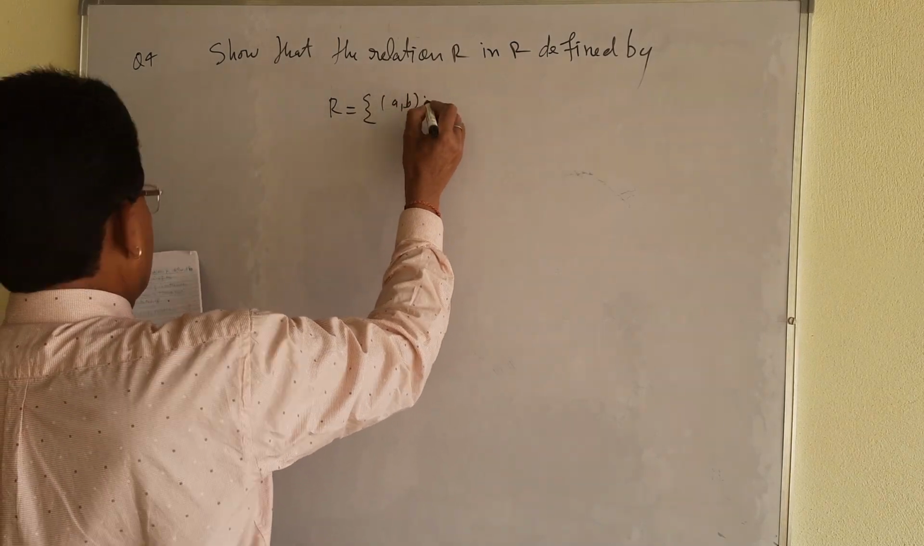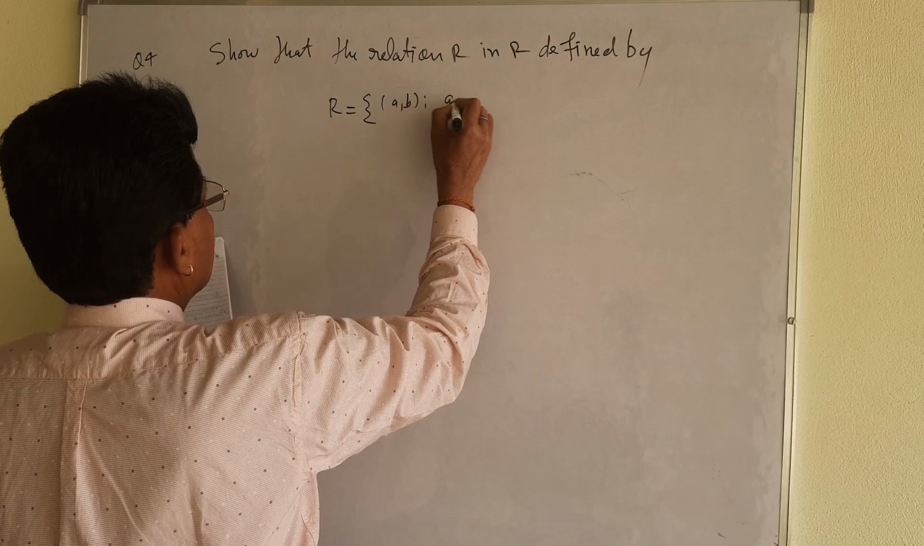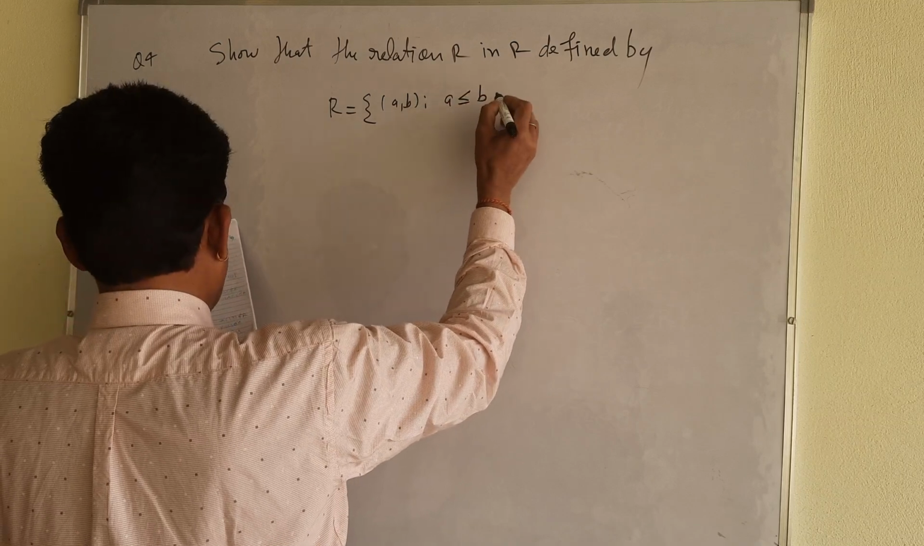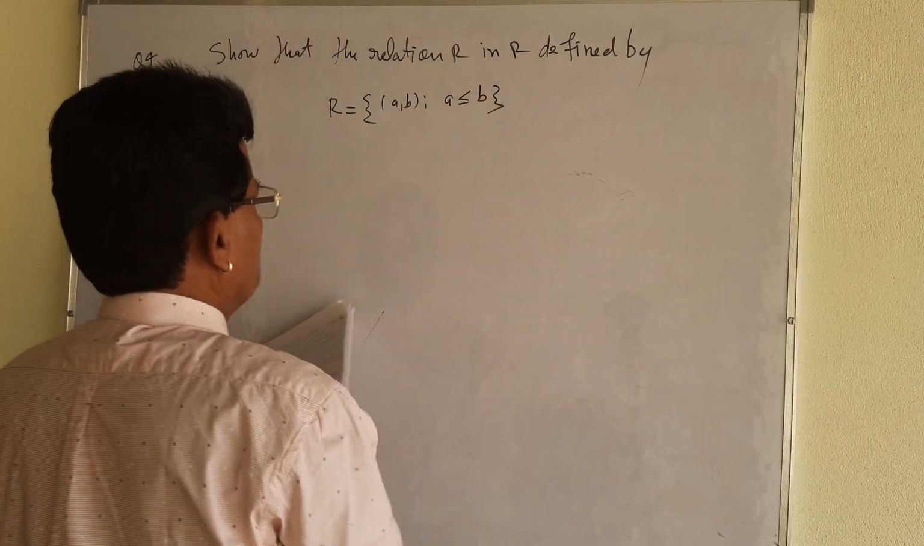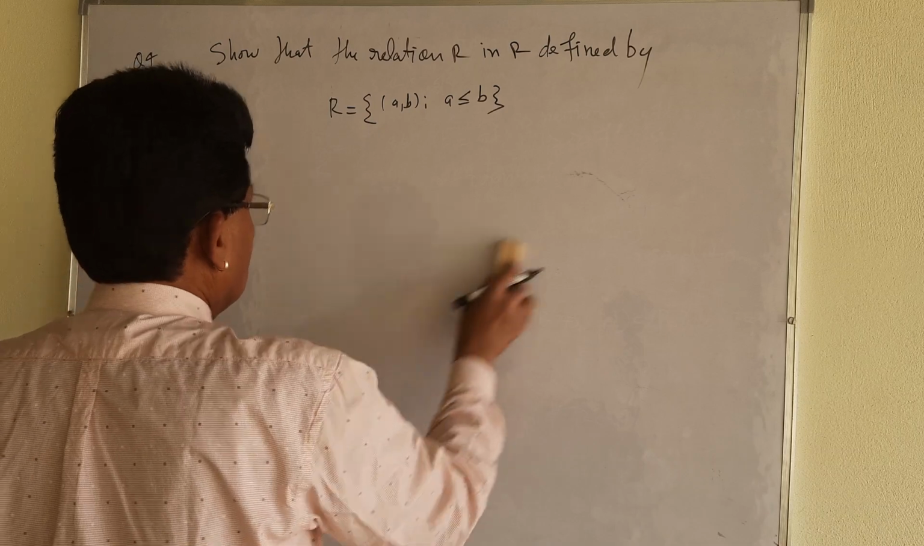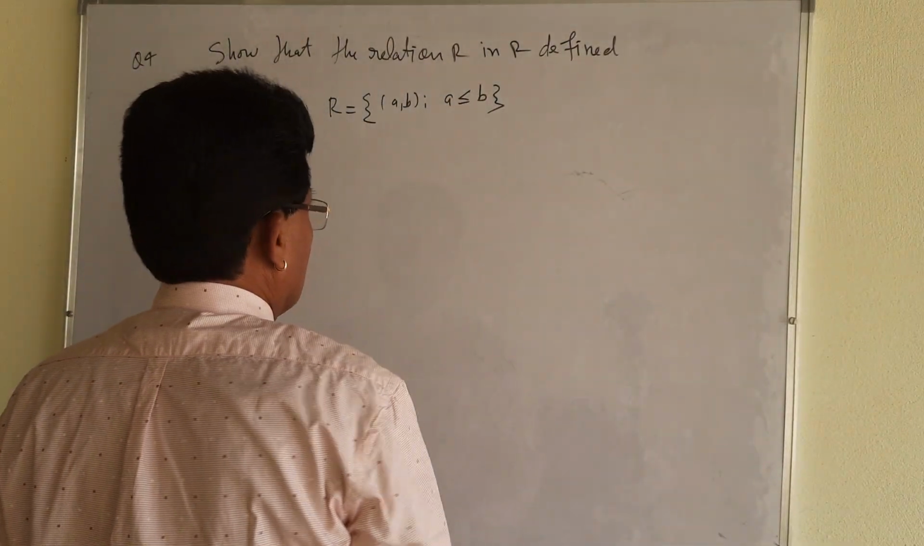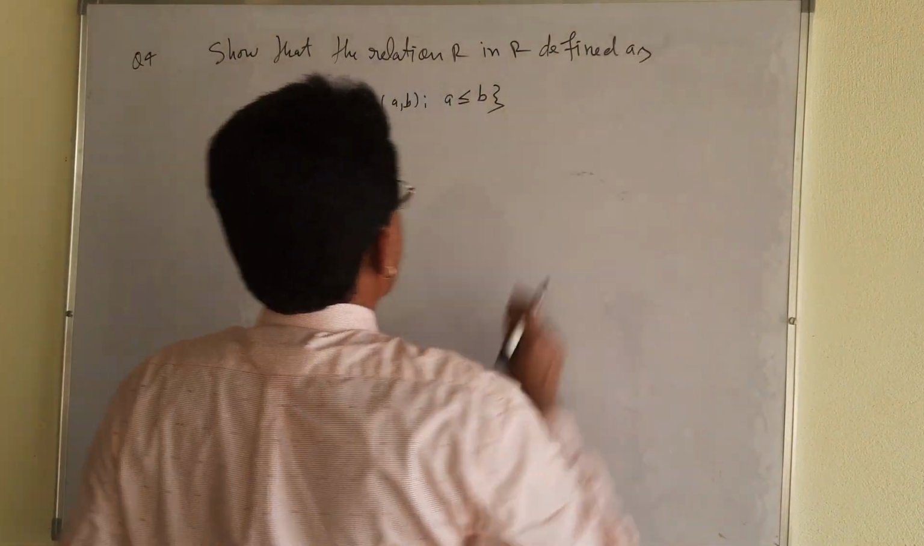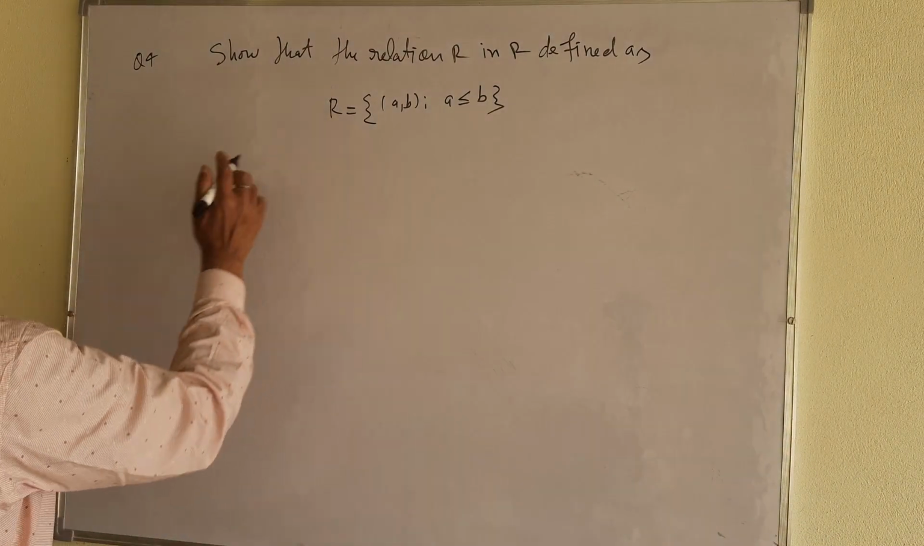{(a, b)} such that, see the condition, my dear student, a is less than or equal to b. This condition you must follow. And in place of "by" you take "as", defined as. That will be suitable. You must follow the condition.